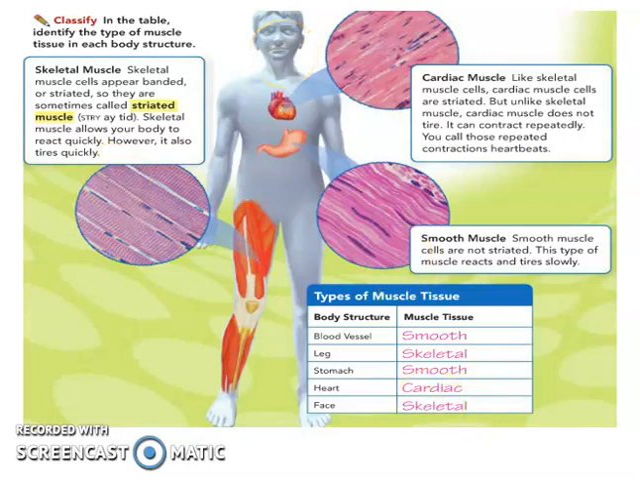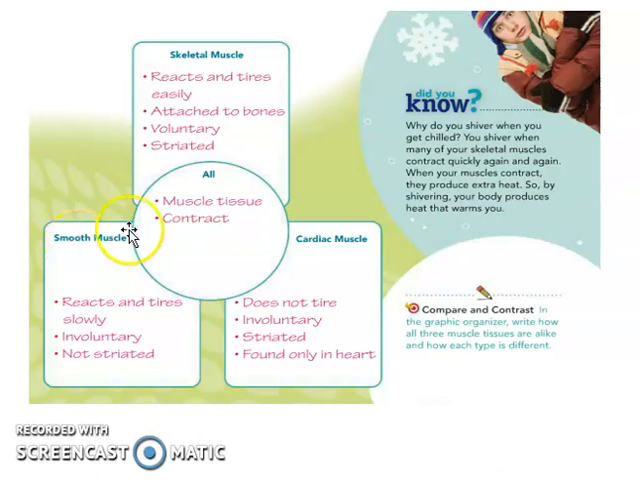Okay, let's go to this page. Let's compare and contrast the different kinds of muscle. A skeletal muscle reacts and tires easily. It is attached to the bones. It protects the bone. It is voluntary. The arrangement of tissue is striated.